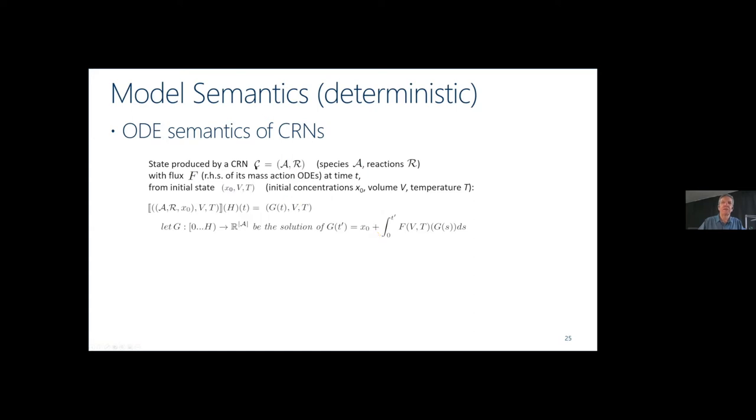So you take the chemical reaction network, which has species and reactions, you compute the flux, which is the right-hand side of the differential equations for that chemical reaction network. And once you have the flux, you integrate the flux, and that gives you a function which can tell at any point, at any time t, what will be the concentration of all the species in your model. So that's how you compute the model, and that's what the model means.